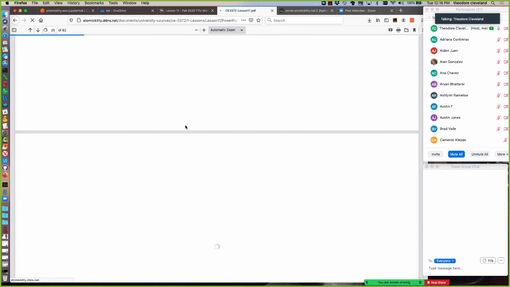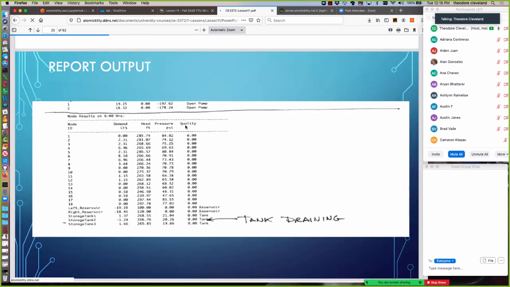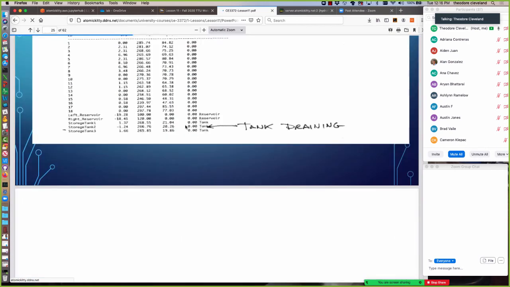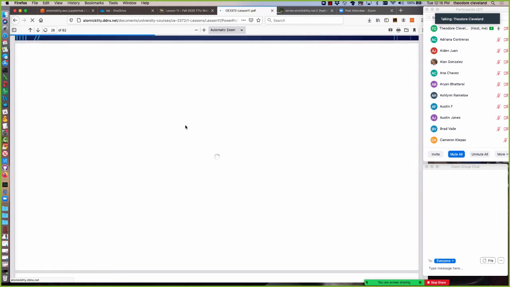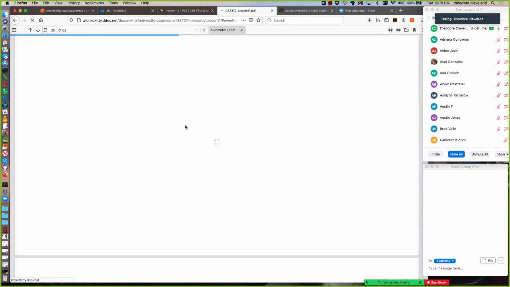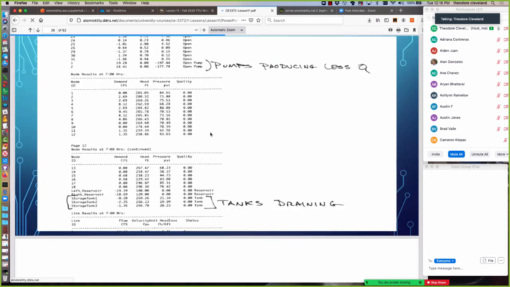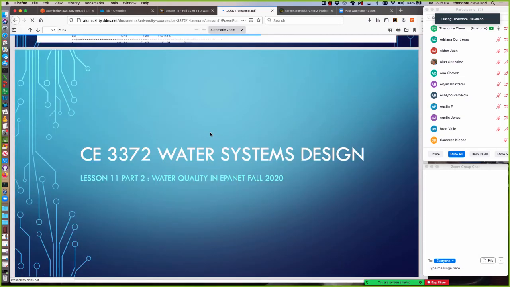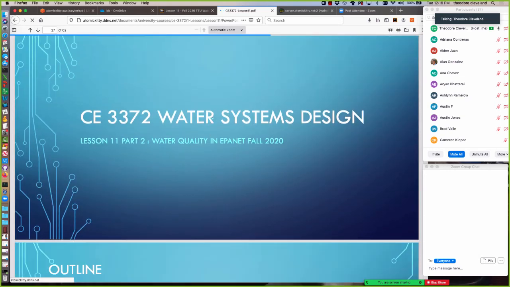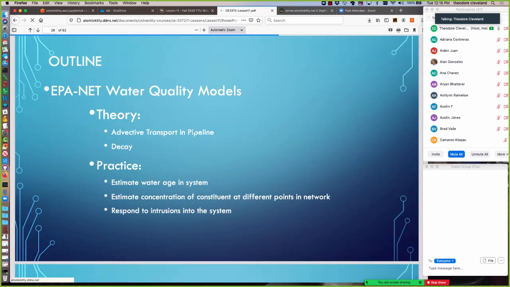So the water quality portion is a pretty advanced feature of the program. Interestingly enough, a lot of people don't actually know about it. What it does is give us the ability to introduce a constituent in the computer at a supply point and track its behavior as it moves through the distribution system. The underlying theory is advective transport in the pipeline and then different kinds of decay reactions that are built in within it.